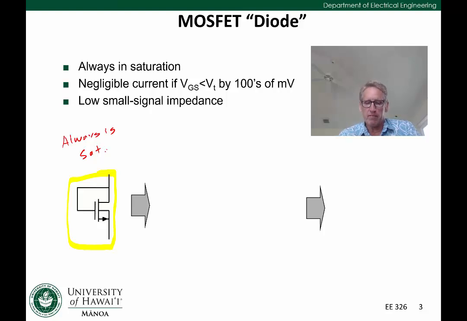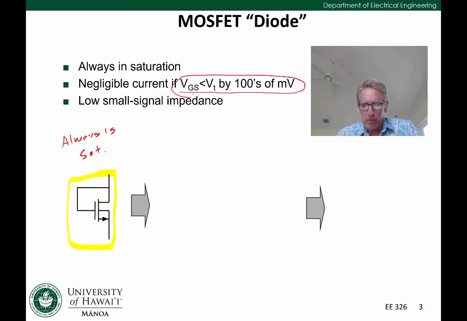Now, it could also be off, in cutoff, if VGS is significantly lower than VT. So it could be in cutoff or in saturation, but would never be in triode.